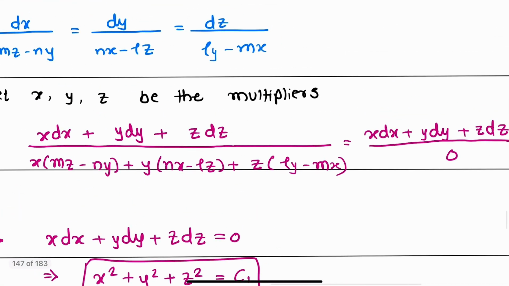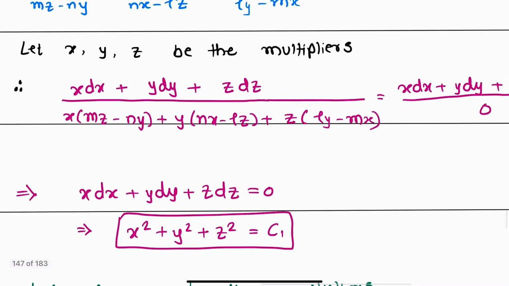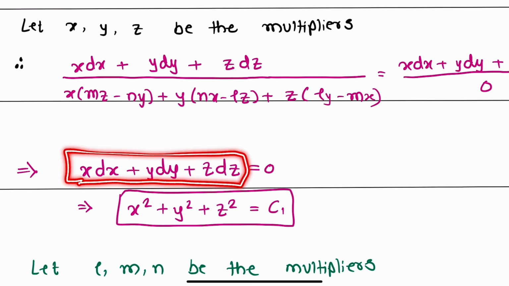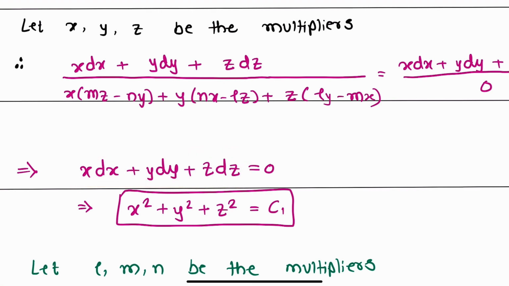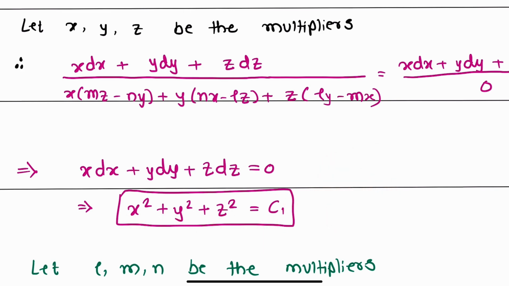or by another method, just cross multiply. We get x dx plus y dy plus z dz equals 0. Once we integrate it, it is easily integrable, we get x square by 2 plus y square by 2 plus z square by 2 equals some c1 dash. And once we multiply the 2 to the right side, we get 2c1 dash, which I am calling c1.